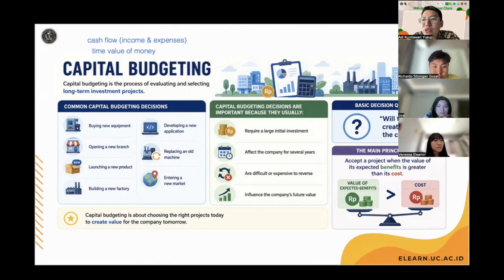Okay, according to you, why is capital budgeting important? So you can decide the right decision. Because it is important to decide the correct decision, the right decision. Why should we decide correctly? Because it requires, for example, a large initial investment. Okay, like previously, 100 million.